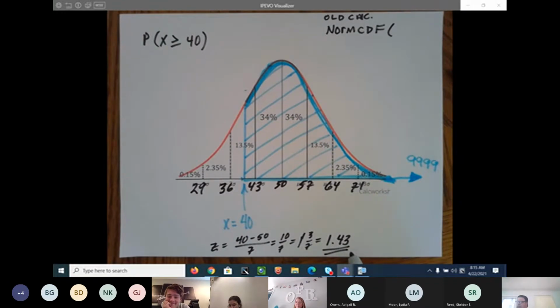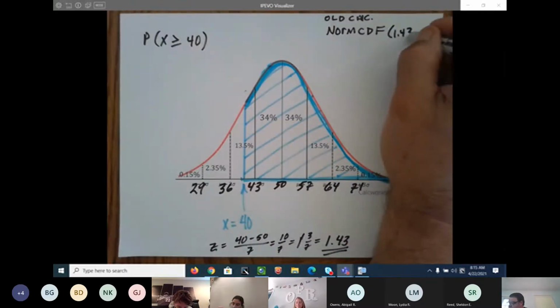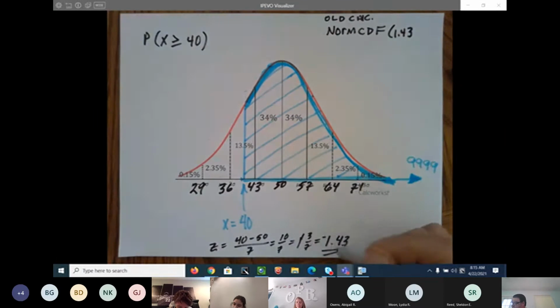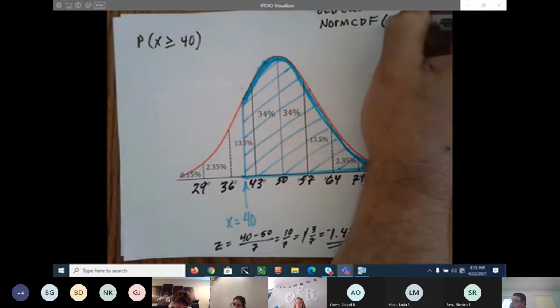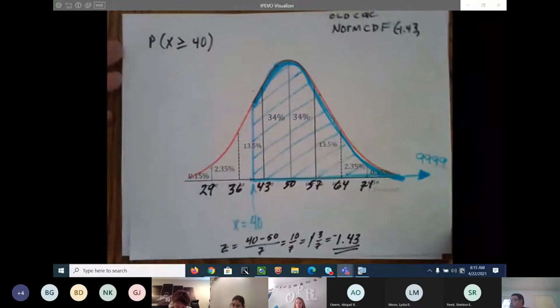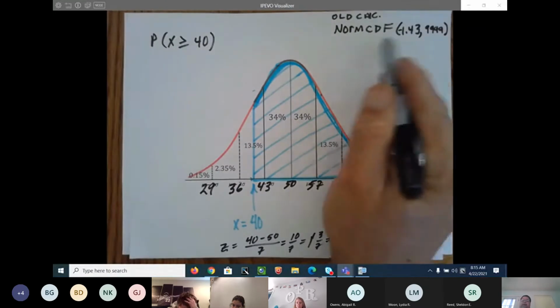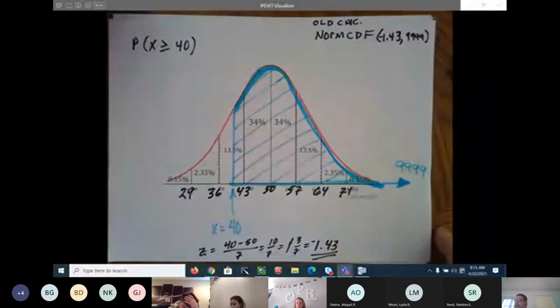All right, 1.43. So if you got an older calculator, you would type in negative 1.43, sorry, to 9999. Now that's what you would type in. That's how you know if you got an older calculator.